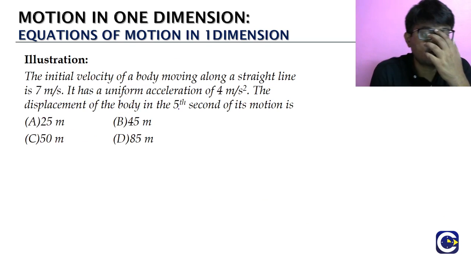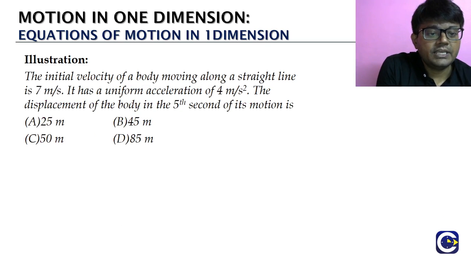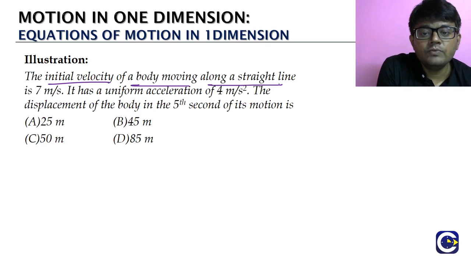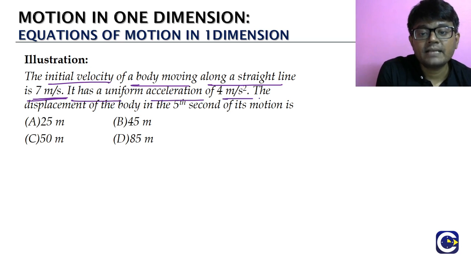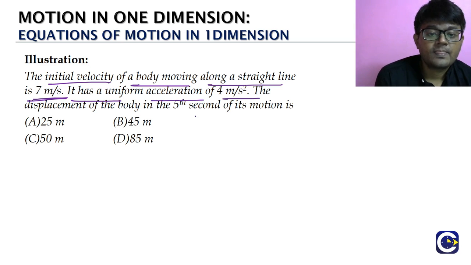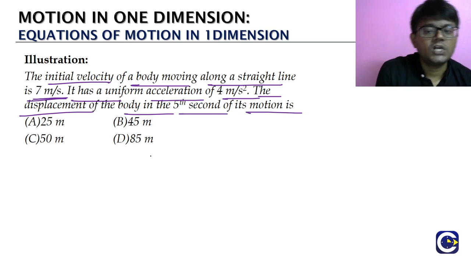Now we look at one more question. The initial velocity of a body moving along a straight line is 7 meter per second. It has a uniform acceleration of 4 meter per second square. They are not saying it is deceleration. Find the displacement of the body in the 5th second of its motion.